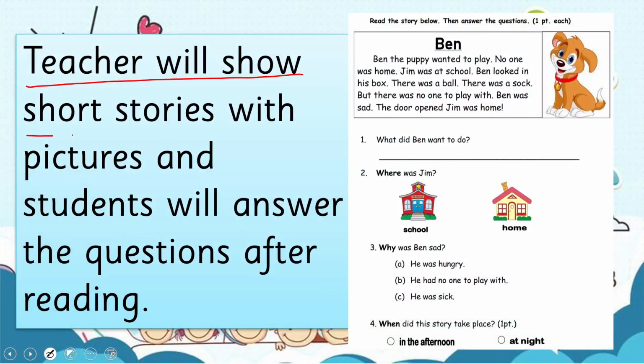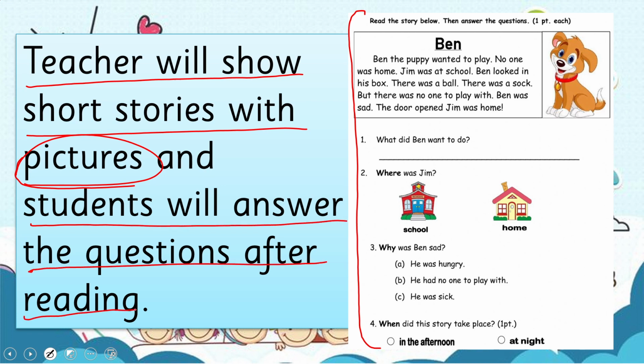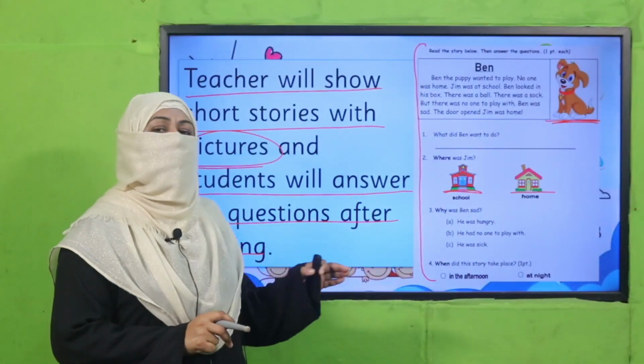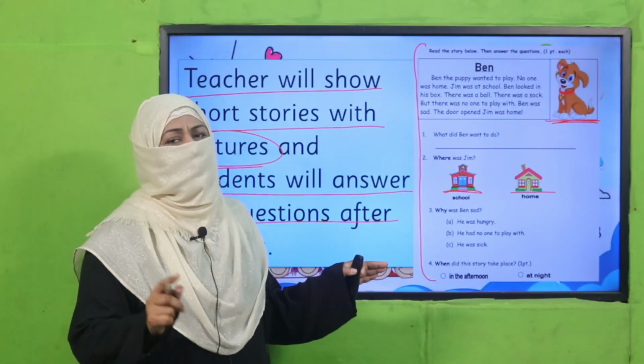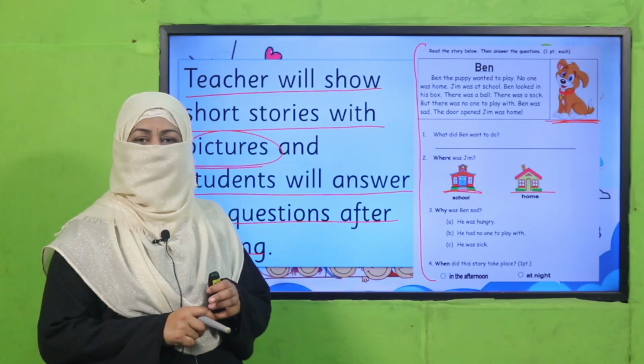Teacher will show short stories with pictures. Okay, teacher, I brought one example for you. You can take the same or you can take stories of your own. And students will answer the questions after reading. So to understand the text, students will look at the picture, and to answer the question, again they will look at the picture. This is what the activity is. Pause the video, enjoy this activity, and make sure every student is going to participate. When you are done with it, kindly come back.